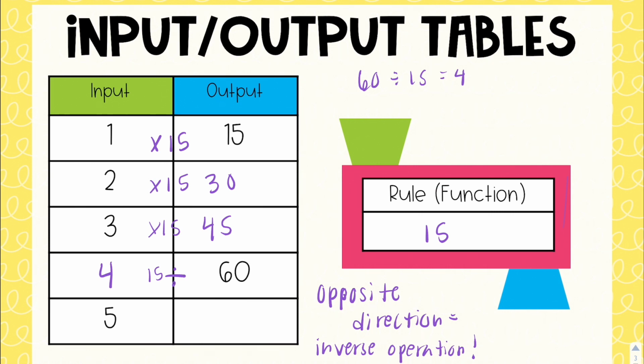Now I'm going to go back to the way I was doing it, and I'm going to have 5 as input. So what am I going to get out? I'm going to have to do 5 times 15. And I know that 5 times 15 is 75.